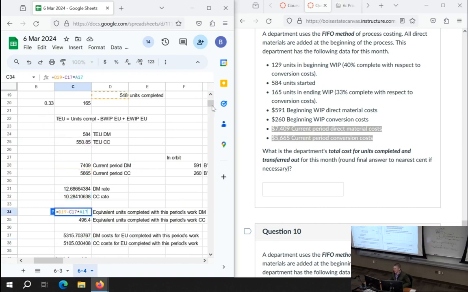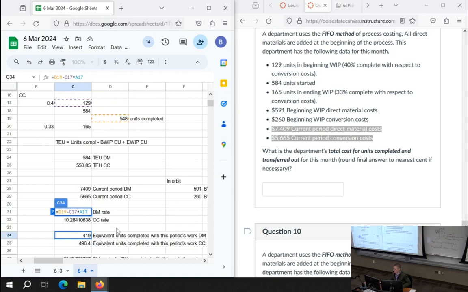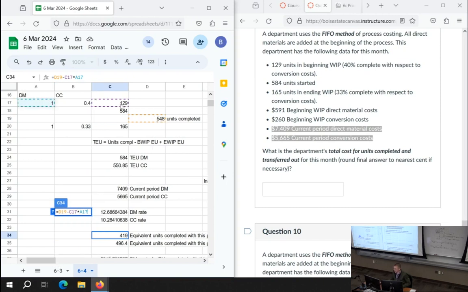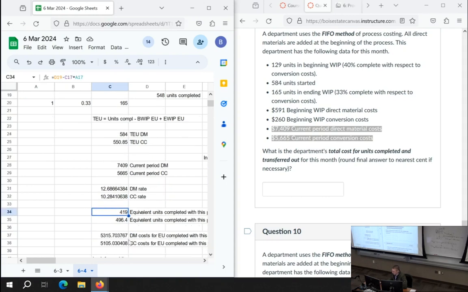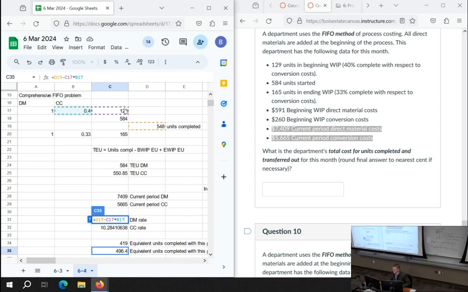And then I did our funky little quick calculation of equivalent units completed with this period's work with respect to direct materials. So it's units completed minus, I'll go back over, beginning WIP equivalent units, which is 129 times 1. We get 419. We're going to multiply the direct materials rate by that right here. Multiply the direct materials rate by this period's work, basically, that was done. 419 equivalent units was this period's work. And then we do the same thing with conversion costs. Equivalent units is units completed minus the beginning WIP equivalent units, which is the product of these two cells right here.